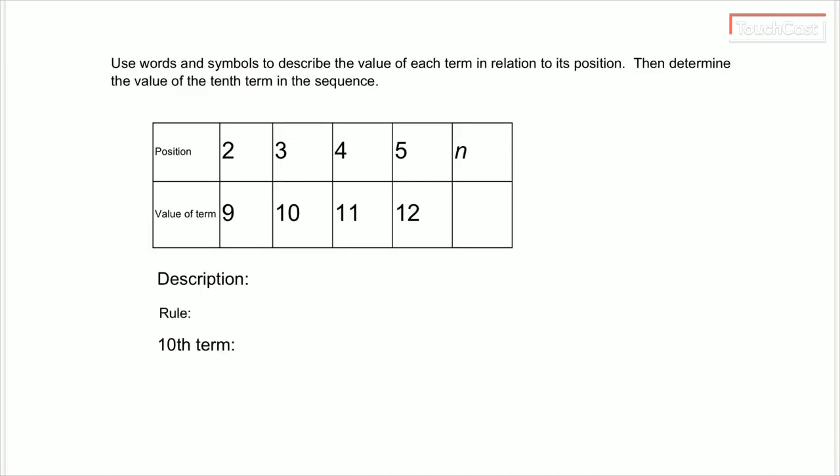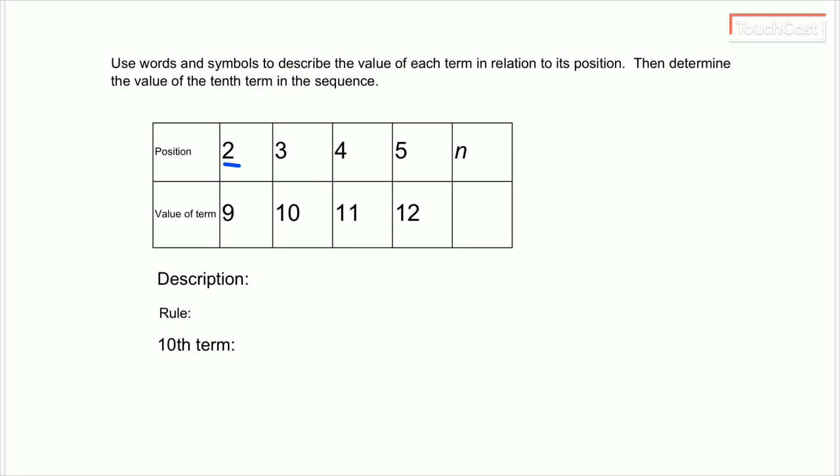Here's an example of something that you would see on a homework assignment. It says use words and symbols to describe the value of each term in relation to its position. Then determine the value of the 10th term in the sequence. So what that means is we have to find the rule, we have to use a description for what's happening in the rule, and we have to find the 10th term, which is when the position or the input is 10.